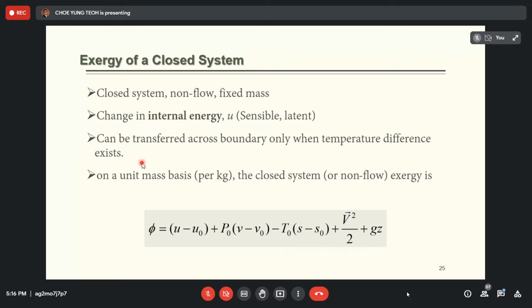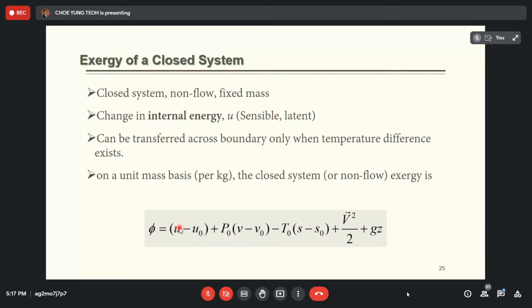And the closed system exergy is given in this way: 1, 2, 3, 4, 5. Can you see that we have 5 terms over here? So the exergy of a closed system can be represented with the symbol Φ. The first term, U minus U0. Because we are calculating the exergy, we cannot just use U. U refers to the internal energy.